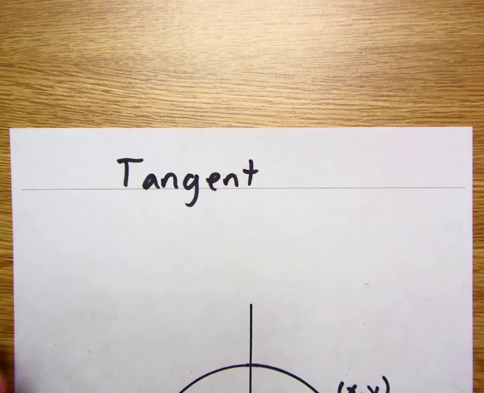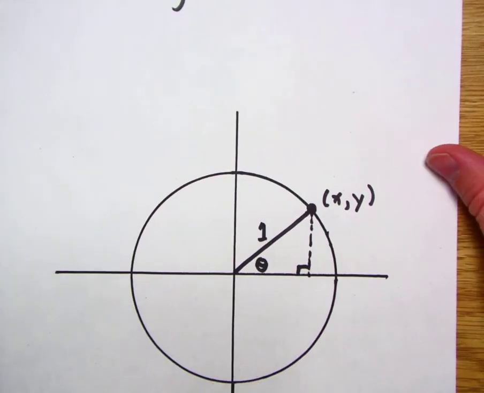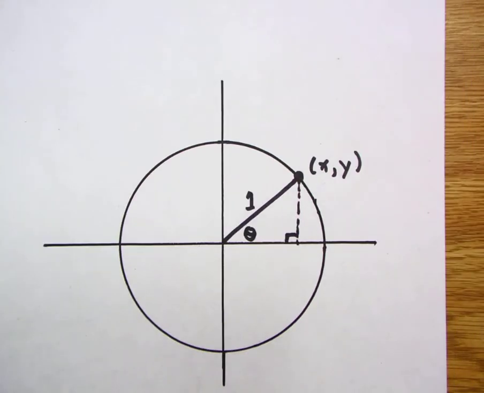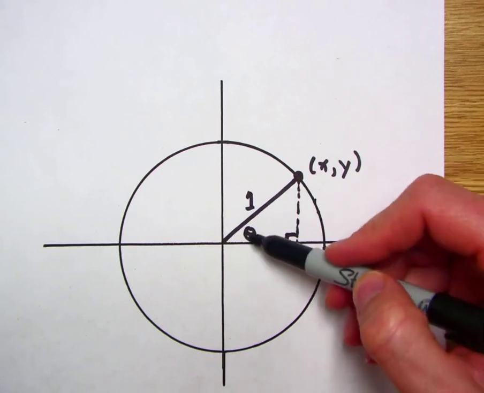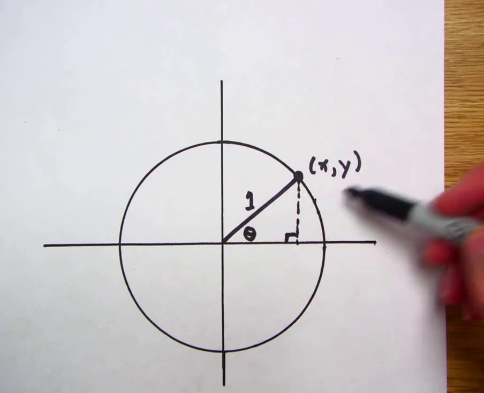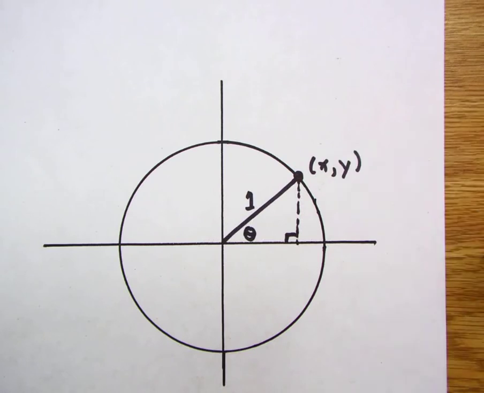All right, today we're going to be talking about the tangent function. And to do that, we're going to relate it just like we have with sine and cosine. We'll relate it to the unit circle. So I have a picture of a unit circle here. And in this unit circle, we have a random angle called theta. A point happens to be in the first quadrant in this scenario that has the coordinates x comma y.